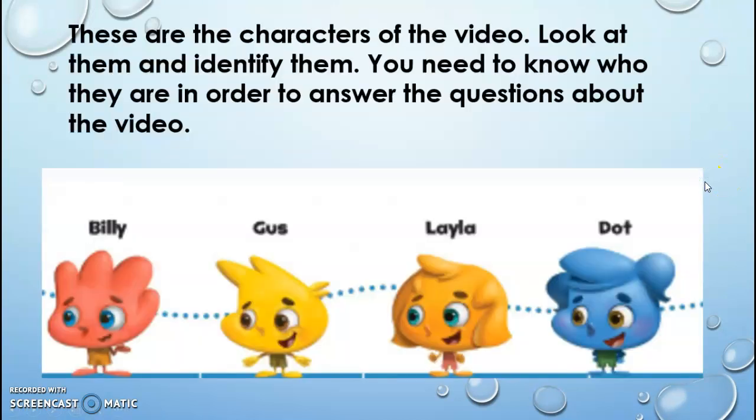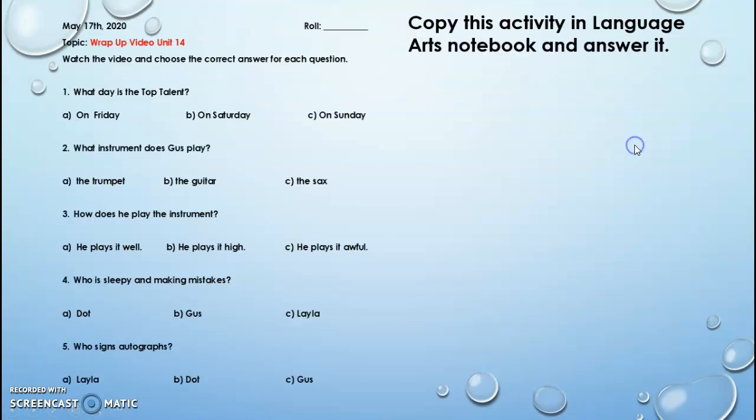Well, before we start the activity, right here you have to remember this. These are the characters of the video. Look at them and identify them. You need to know who they are in order to answer the questions about the video, okay? We have Billy, we have Gus, we have Lila, and we have Dot, okay? These are the 4 characters of the story. So, if it is necessary, you can go back and check them again, okay? So remember, Billy, Gus, Layla, and Dot, okay? So let's check out the activity.